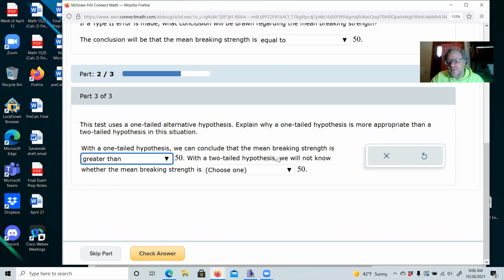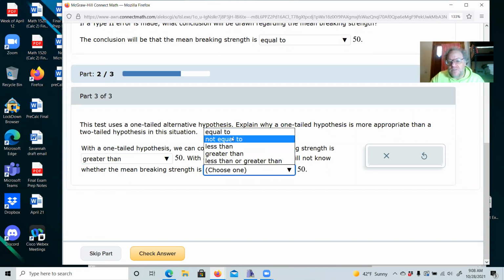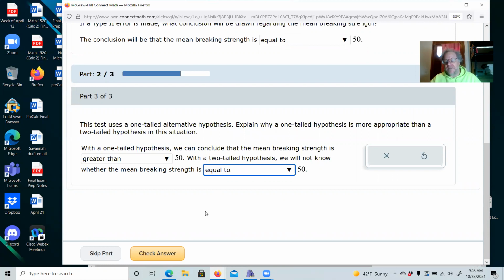Whereas with a two-tailed test, we just won't know if it's the same as. The mean breaking strength is equal to. And again, if you're interested in tensile strength, you probably are caring, is it at least 50? Because we've got to know. But in a two-tailed test, you won't know if it's more than or less than. We will not know, we only know it's not equal to 50. That's all we'll know.